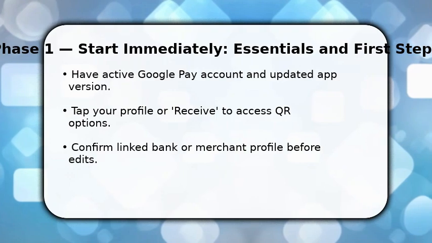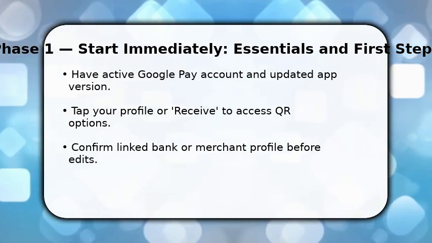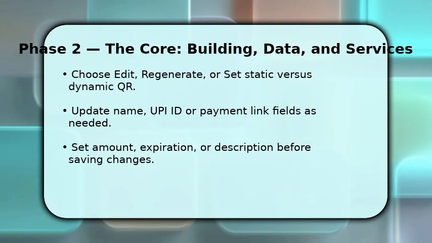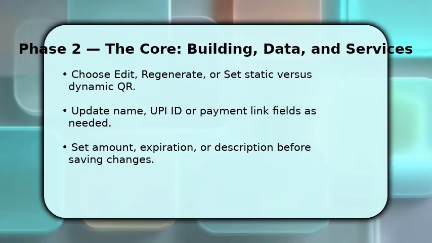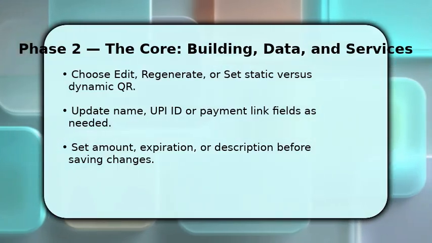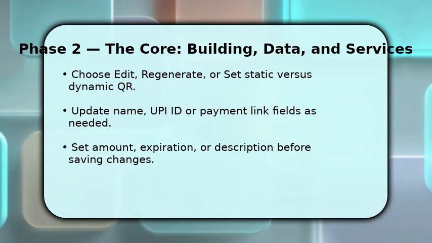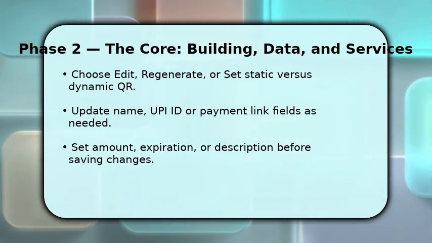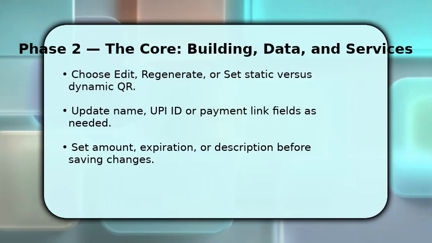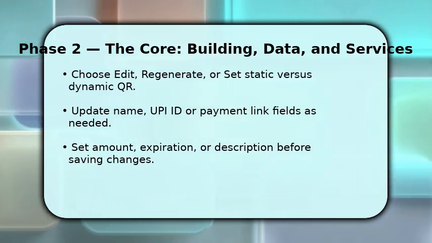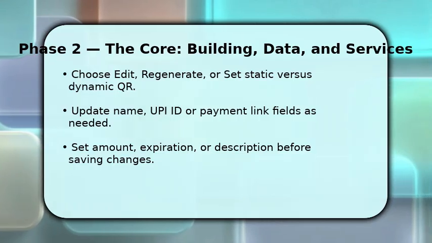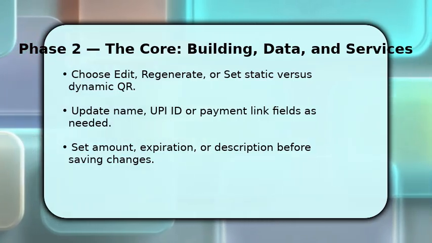You're in the Edit screen. Here you change the how and why of the QR. Tap Edit or Regenerate to replace the image, then update fields like display name, UPI ID, or the payment link so payments route correctly. If you want fixed payments, set a static QR and input an amount. Otherwise, choose a dynamic QR for on-the-fly totals. Make sure to add a clear description or expiry where available, then save.